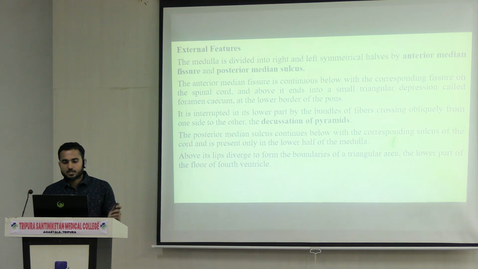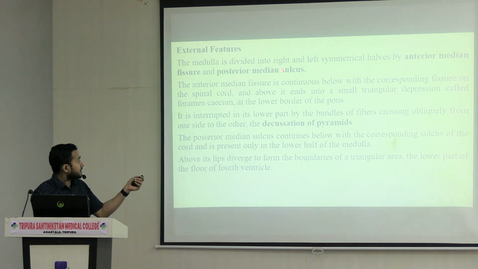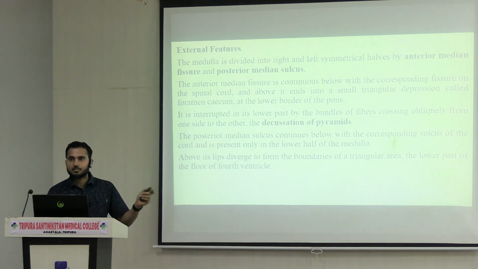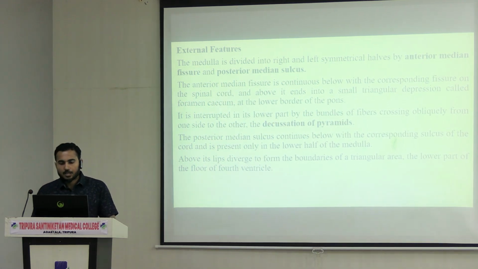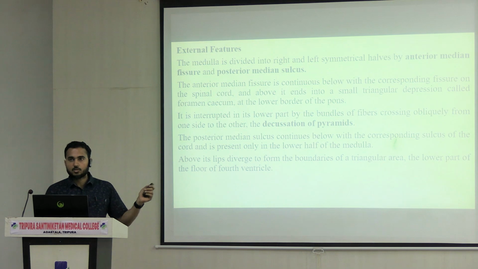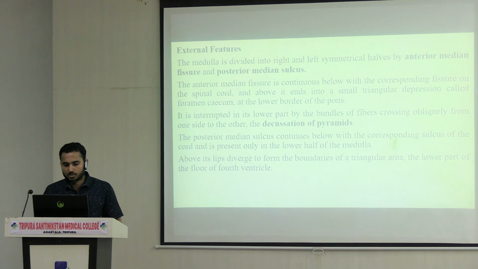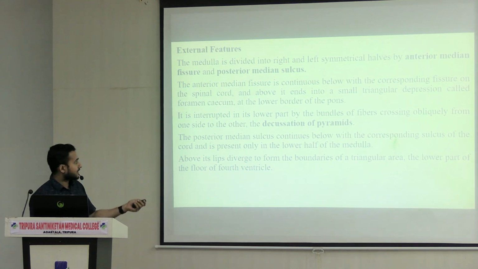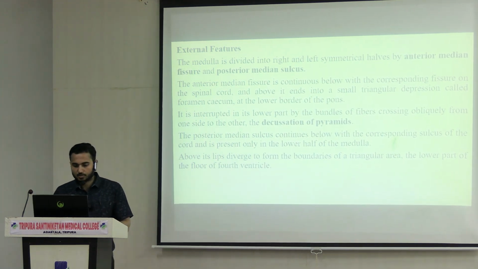So whatever I have discussed is mentioned. The medulla is divided into right and left symmetrical halves by the anterior median fissure and posterior median sulcus. Posterior median sulcus is situated posteriorly, anterior median fissure anteriorly. It is continuous below with the corresponding fissure of the spinal cord, and it extends up to a small triangular depression called the foramen cecum, up to the lower border of the pons. That is the extent of the anterior median fissure. Next, in the lower part, as I said, it is interrupted by the decussation of the pyramids or pyramidal fibers.